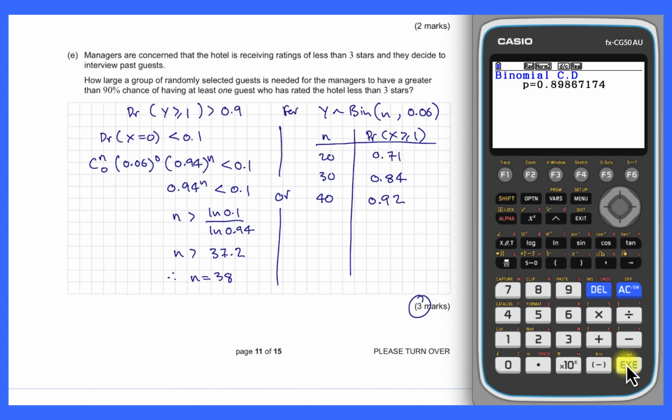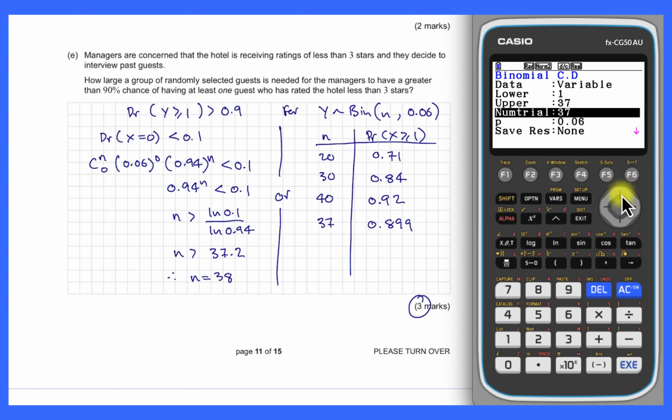And that value is very close to 90%, but not quite 90%. So I'm actually going to write that one to 3 significant figures, 0.899, and I'm pretty confident that the next one I'm going to get, which will be 38, is going to be right on the money. So let's just double check that.